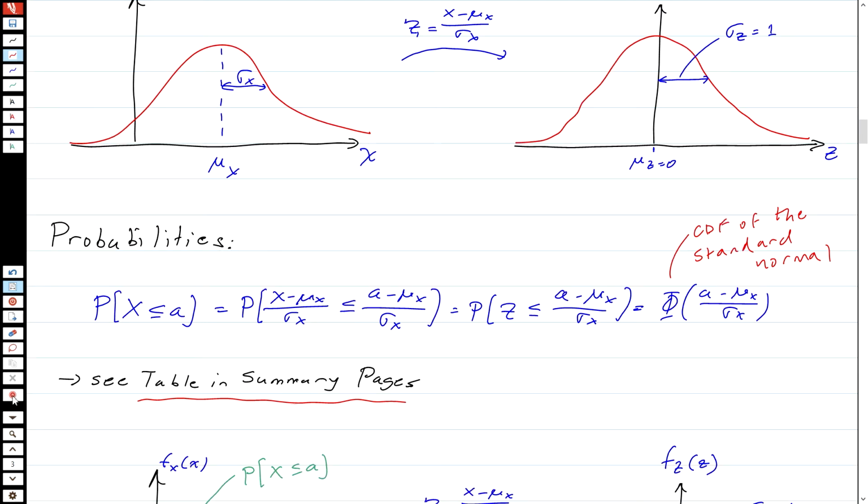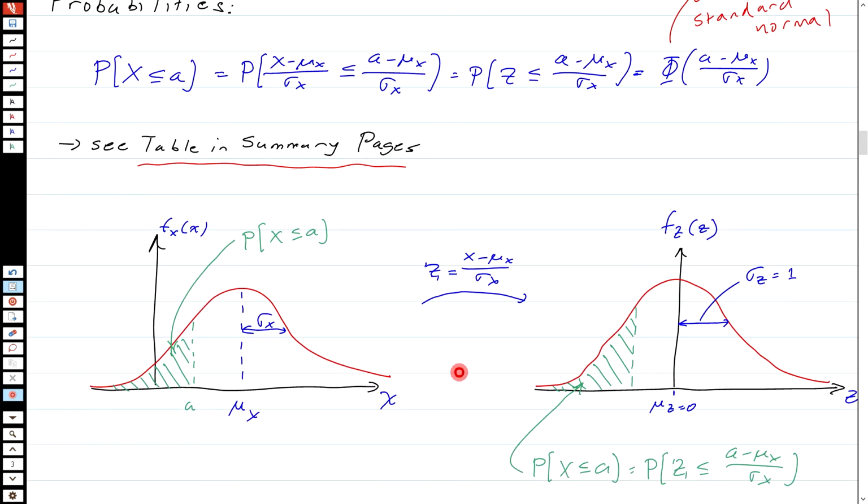Okay, so this is the illustration of what's happening here. The probability that x is less than or equal to a is this area to the left of a under the normal distribution. We standardize, that shifts this over and shrinks it or expands it so that the standard deviation is 1. And then the area we're looking for is the probability that z is less than (a minus mu of x) divided by sigma x, which is this area here. And those areas will be the same.